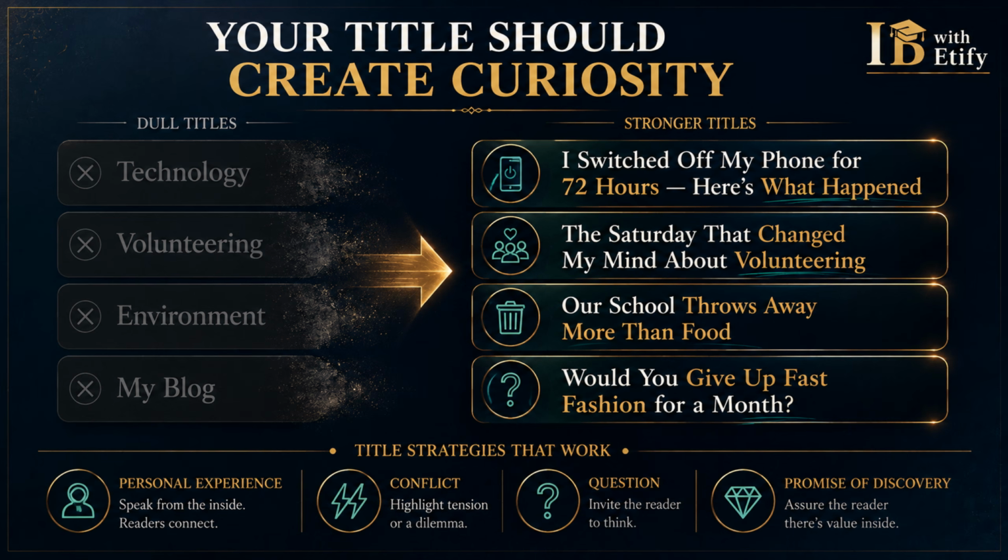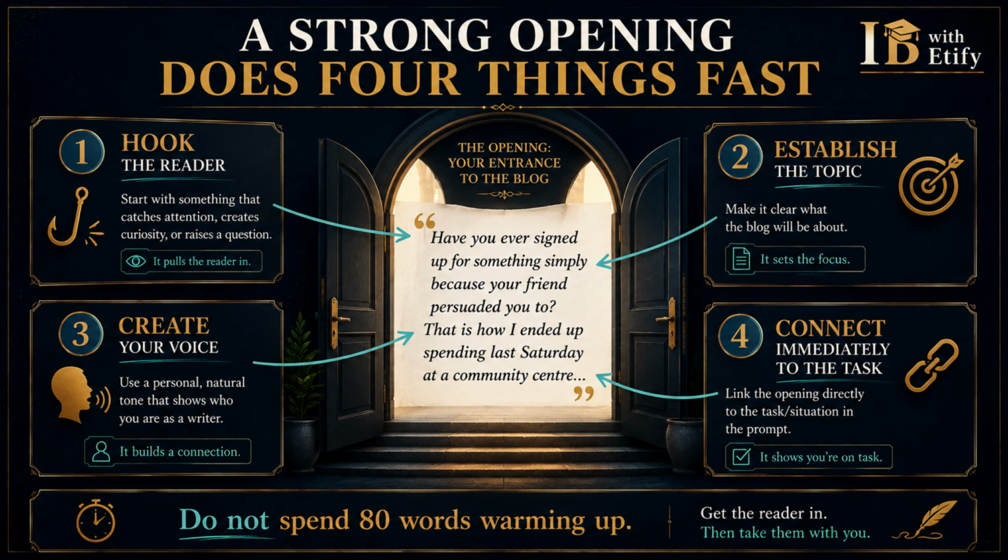A title can signal personal experience, introduce a conflict, raise a question, or promise a discovery. Then move into your opening. An effective blog opening usually performs several jobs very quickly. It attracts attention. It establishes the topic. It creates the writer's voice. And it begins building a relationship with the reader.